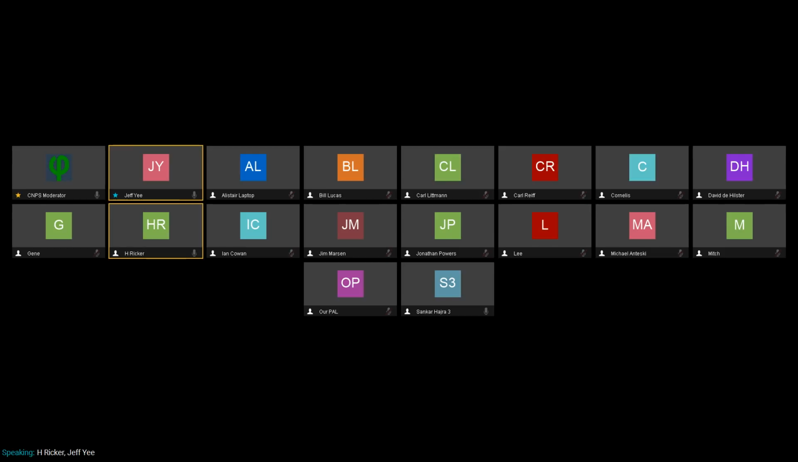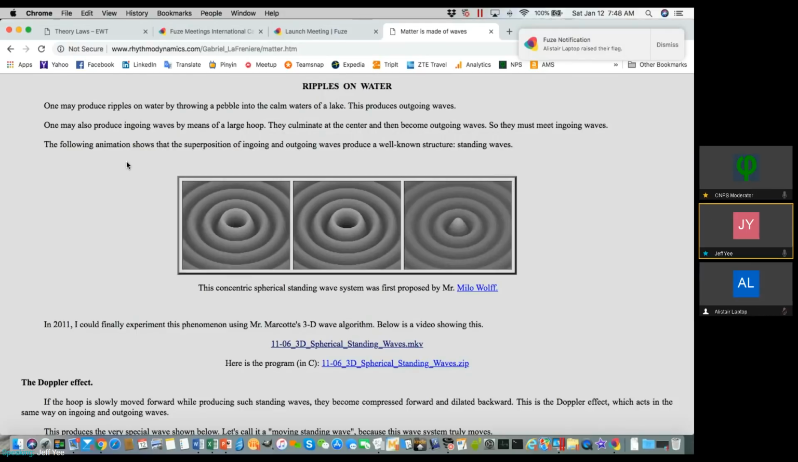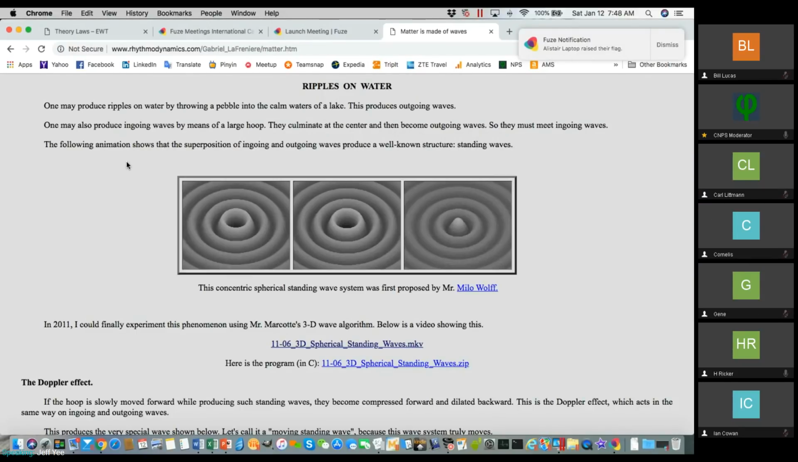I'm going to try to screen share again. Last couple of times I tried this, for some reason it didn't work. How about now? What do you see? Ripples on water. So no, but I can try to put up your presentation, Jeff. So maybe this is where we use the backup. Let's do it that way, because ripples on water, yeah, I was on that page long ago. I'm not sure what's going on.